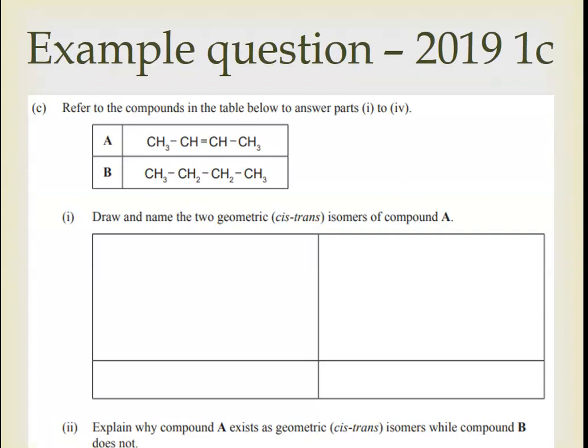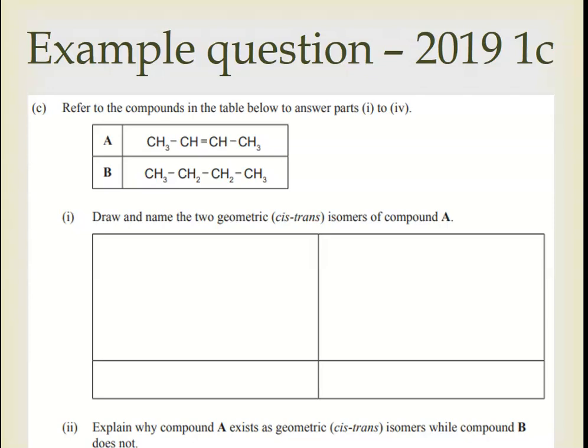So here's an example. This was the question in the 2019 exam. Now, read the question carefully. This refers to the molecules there, A and B. The first part says to draw and name the two geometric isomers of compound A. And the second part says explain why compound A exists as cis-trans isomers while compound B doesn't. Okay, so there's two parts to this. Why does compound A exist as cis-trans isomers? Why doesn't compound B exist as cis-trans isomers?